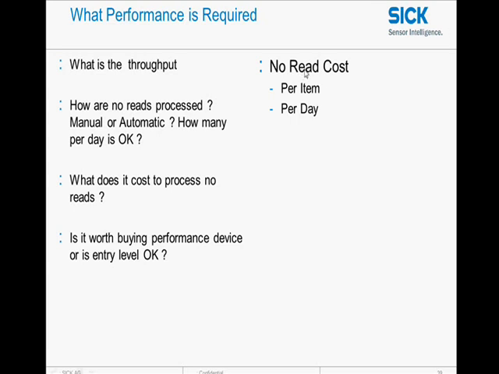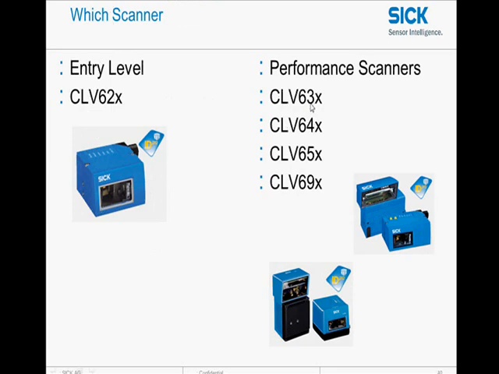So a useful thing and vital thing for the customer is his no read cost per item and per day. And then you can make a decision on which type of scanner to go for, whether you go for the entry level, the smaller scanner, or whether you need to go for the performance type of scanner.